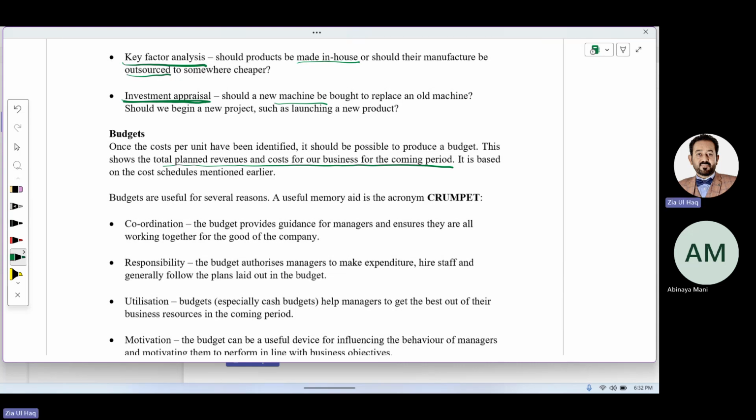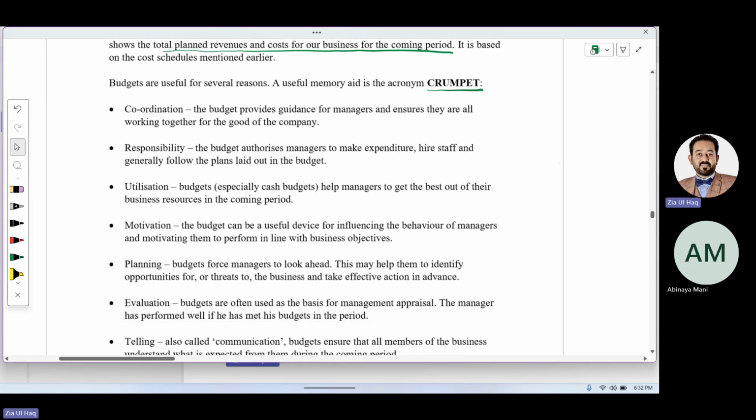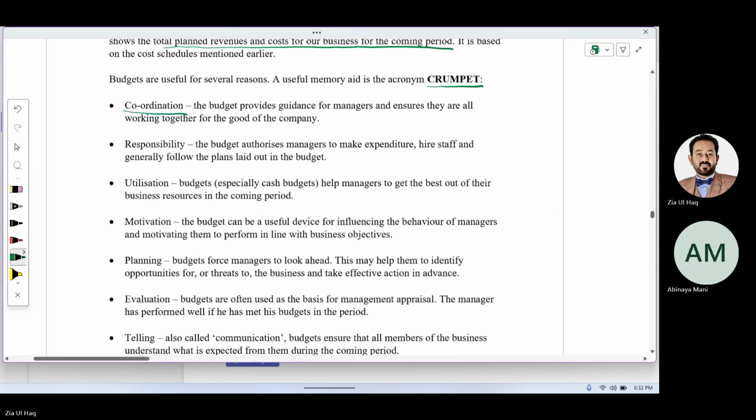I mean, this is a target that we give to our managers. You need to achieve this. And we will compare actual performance against budget to check performance. What are the uses of budget? Budget uses are trumpet. Trumpet means budget helps in coordination.